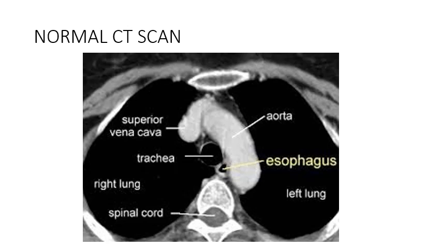Okay, now this is a picture of the normal CT scan of the esophagus. You can see the aorta here. This is the trachea, the big circle. The small circle with a comparatively thicker wall but still not that thick is the esophagus. Right lung, left lung, and spinal cord.